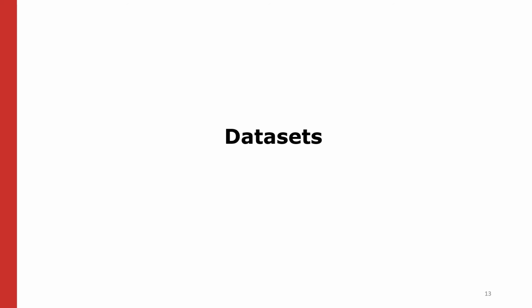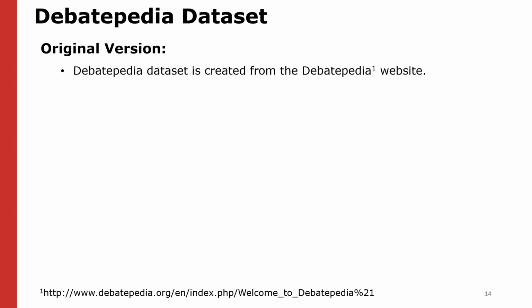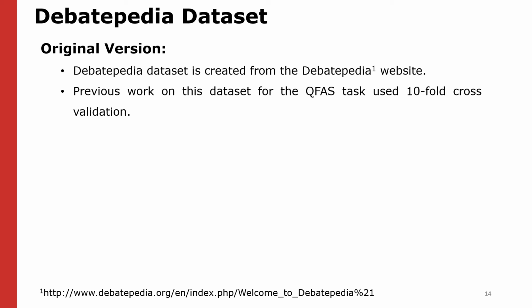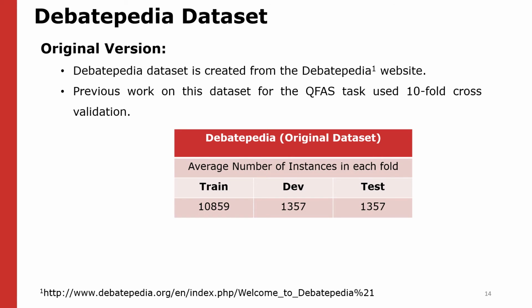In this section, we discuss the dataset used in this paper. Here we discuss the original Debatepedia dataset, which was used in our experiment. The Debatepedia dataset was created from the Debatepedia website. Previous work on this dataset used 10-fold cross-validation. The average number of instances in each fold contains around 10,000 training instances, with around 1,300 instances in both the test set and the validation set.